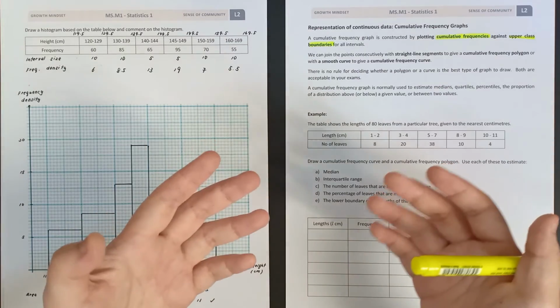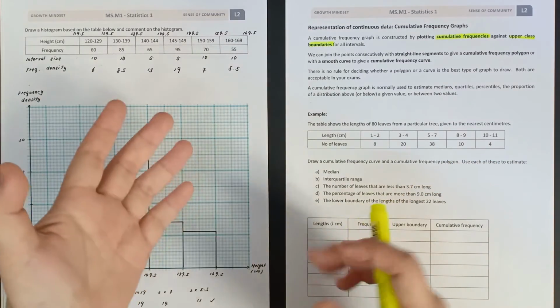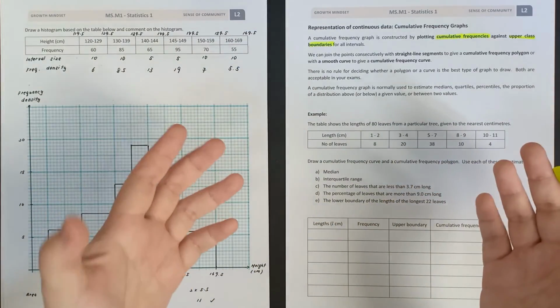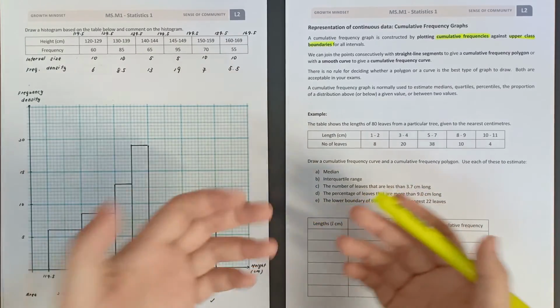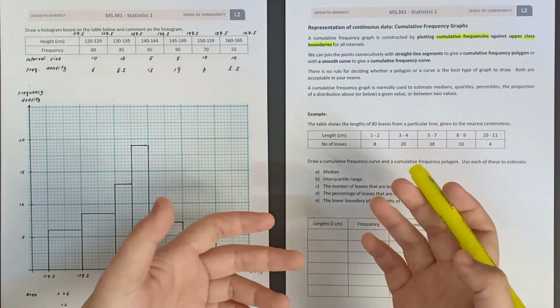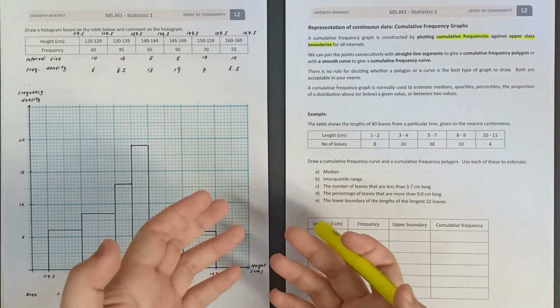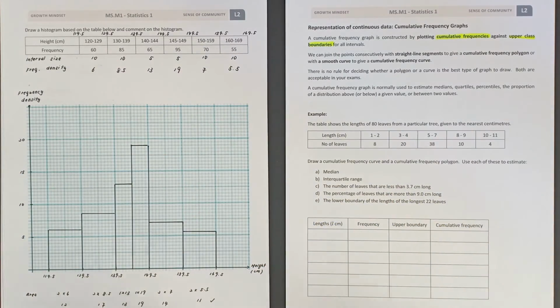There's no rule telling you that you must do a polygon or you must do a curve. Basically in the exam, if they want you to draw a cumulative frequency graph, both can be accepted. It's the same thing for your A-level exam also. Later we are going to try both, so you can see which one you are more comfortable with and which one you prefer, then you can stick with that.